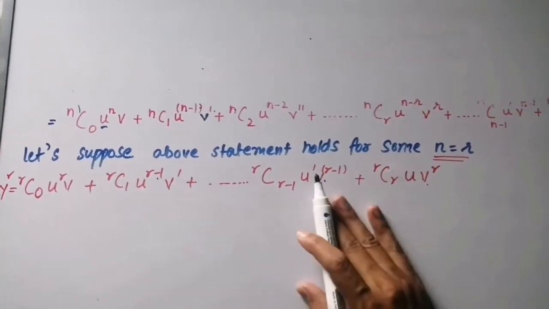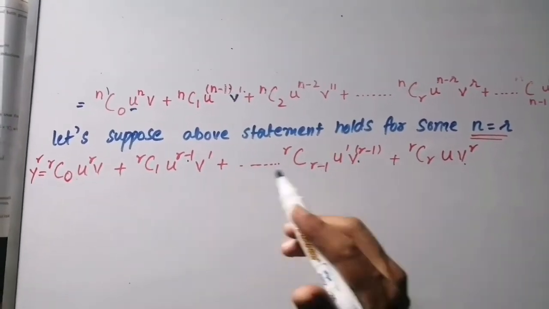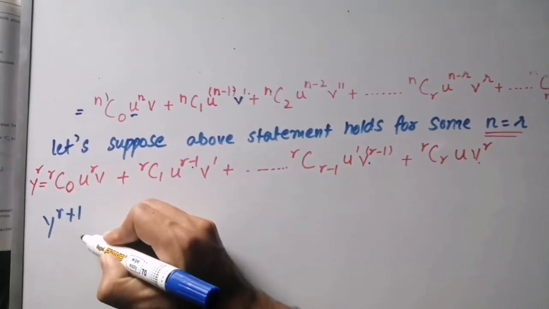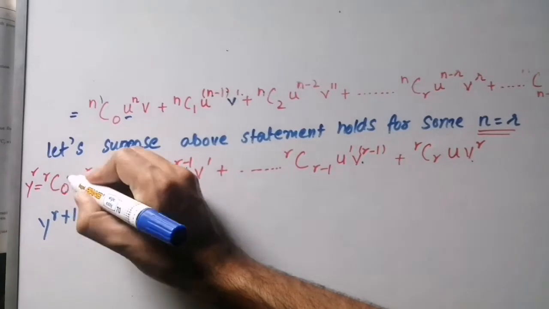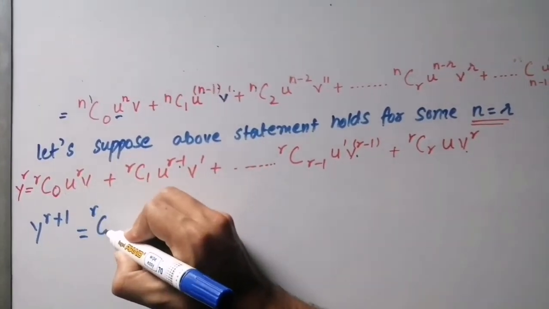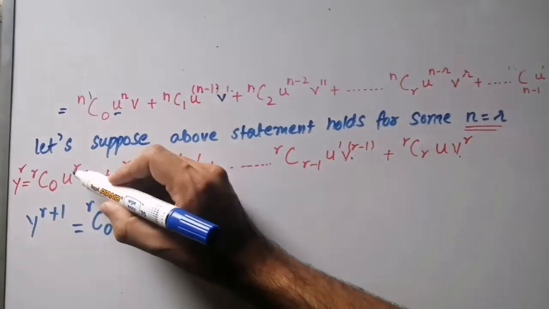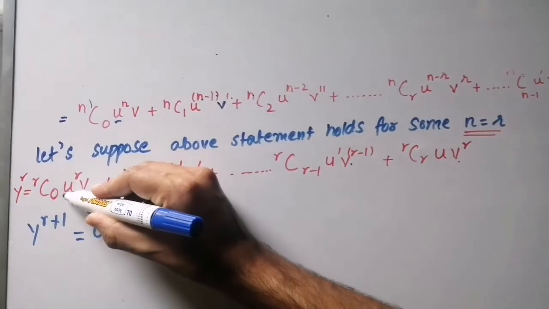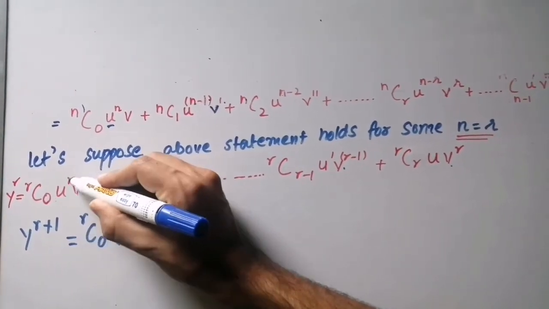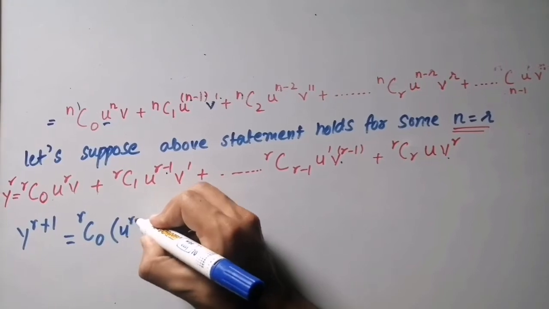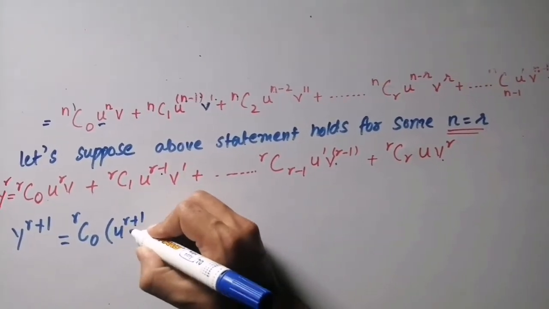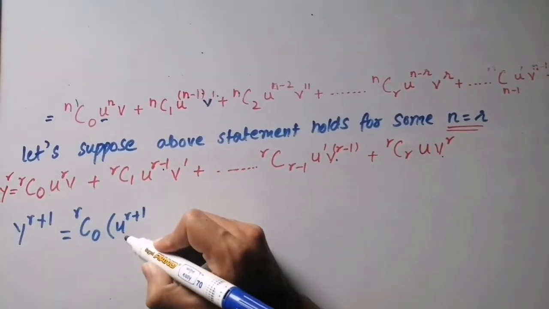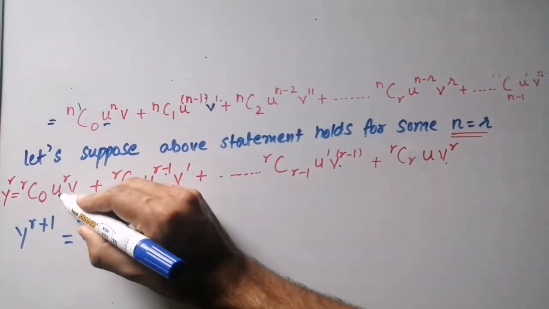So let's start. Differentiating this equation on both sides, y_r will become y_(r+1) because of the derivative, and I'm going to write rC0 as it is, and I have to apply the product rule on these two terms. By the product rule, I take the derivative of the very first function, that is u_r, and it will become u_(r+1). This r turns into r+1 because of the derivative.